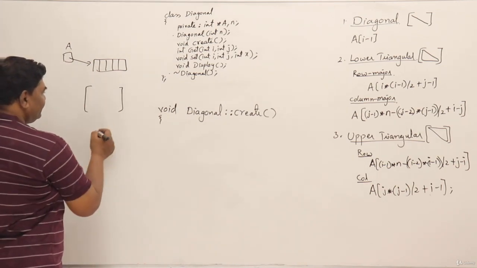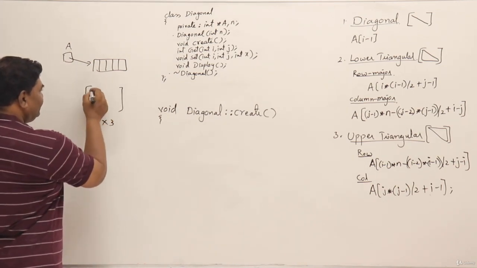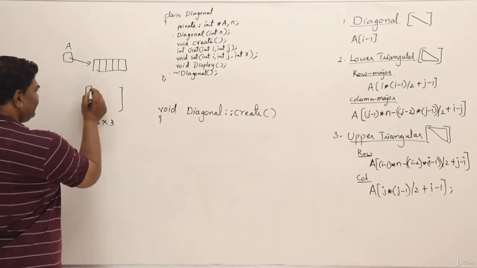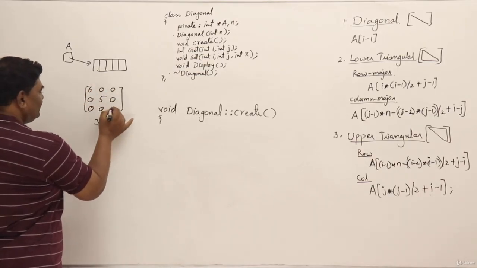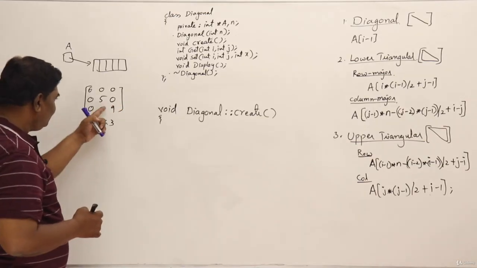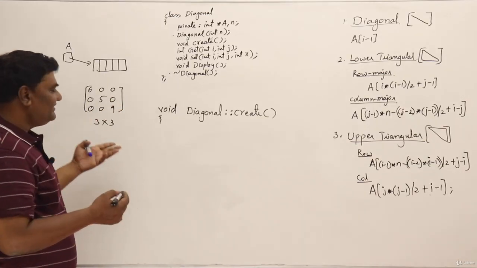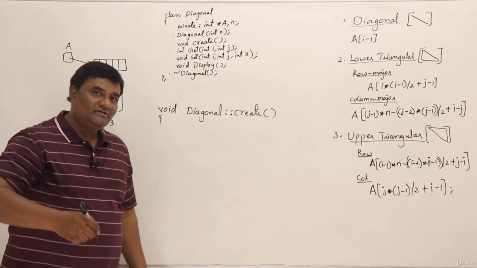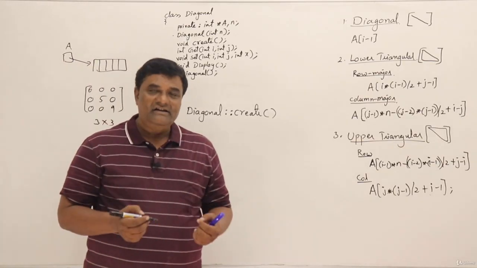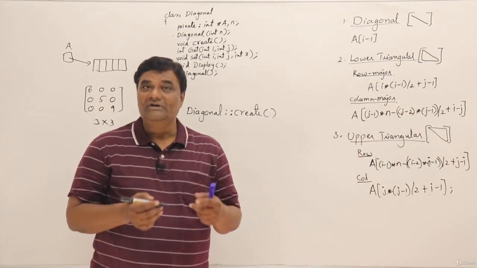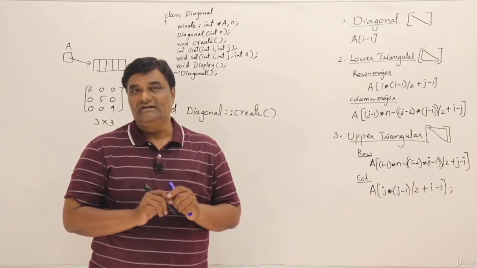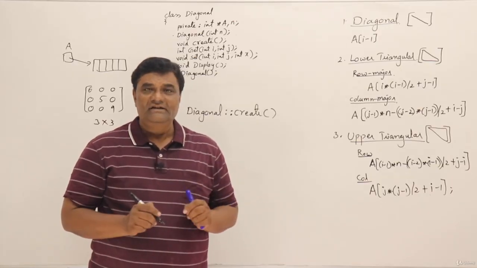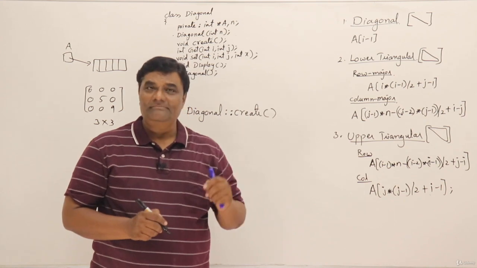Yes, diagonal matrix. Suppose it is 3 cross 3. Then this will have some elements here. Let us say 6 and 0, 0 and 0, 5, 0, 0, 0, 9. So only diagonal elements are there. What about the rest of them? They are 0. Shall we read those also? So let us read it just like a two-dimensional matrix, and store only those which are non-zero. The rest of them we know they are 0 only. Just ignore them.